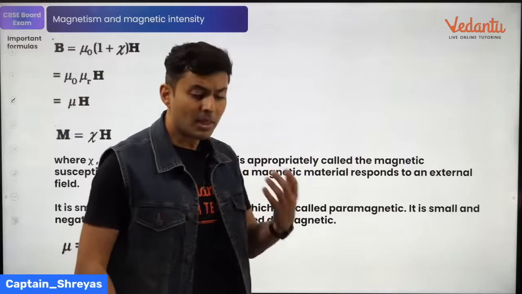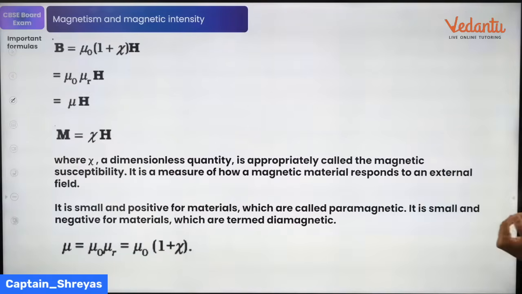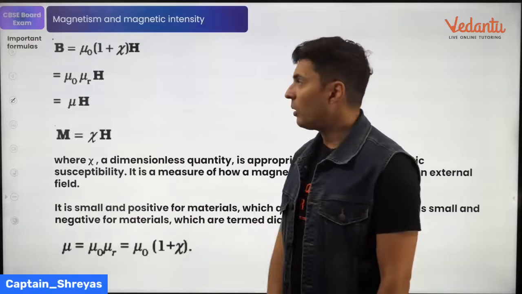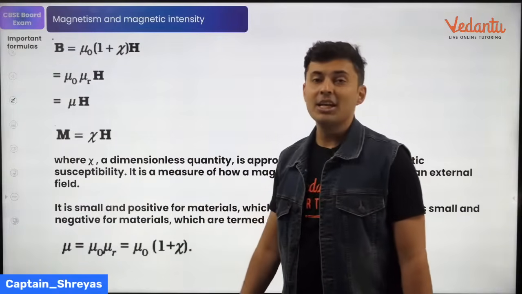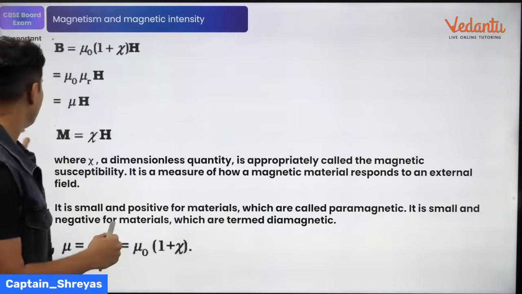Next, magnetic properties formula. What are the different formulas in magnetic properties? You will see there is a property called susceptibility. There is a property called relative permeability. There is a property called just permeability. Okay, so what are these things?